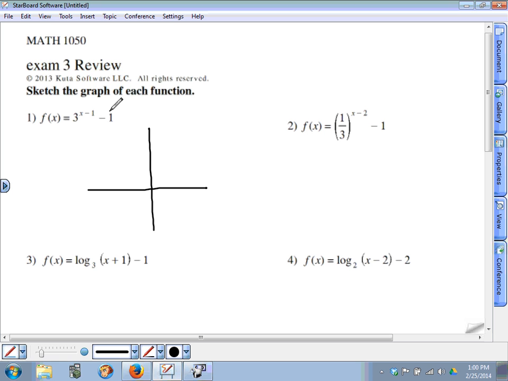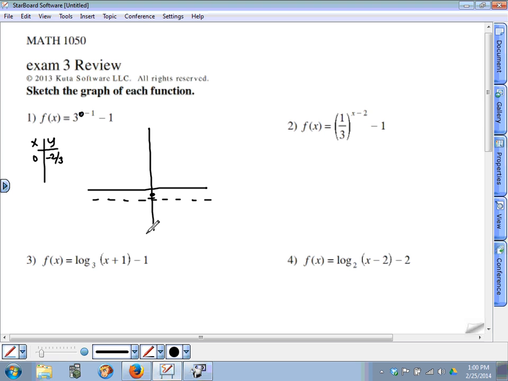That's found from the vertical translation here of -1. That means the horizontal asymptote moves down 1 unit. Step 2 is to locate the y-intercept. That's found by letting x equal 0. So we put a 0 in for x. 0 minus 1 is -1. 3 to the -1 is 1/3. 1/3 minus 1 is -2/3.